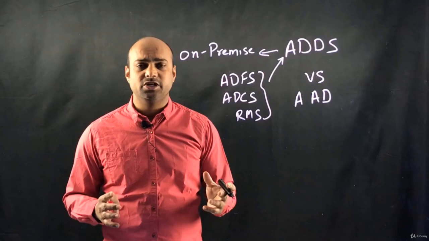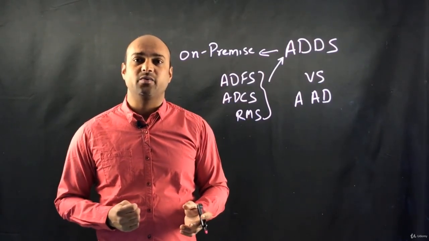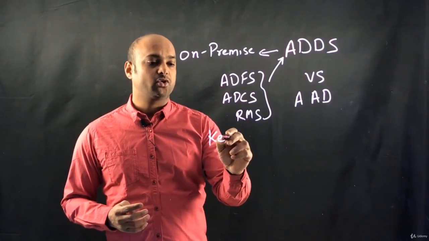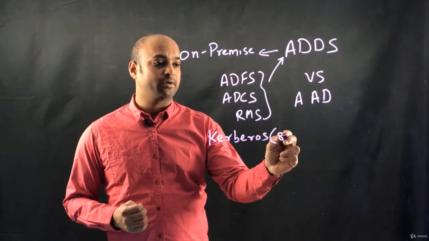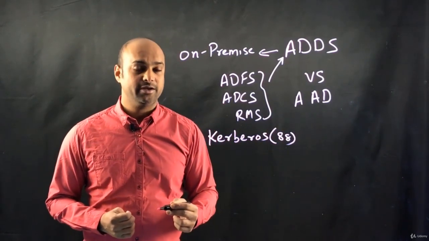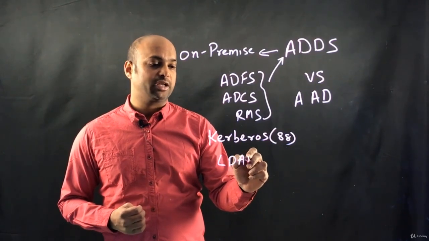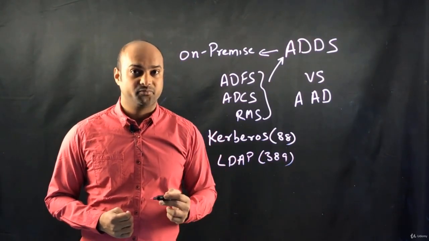All your client machines like Windows 7 or Windows 10 and older clients like Windows XP as well used to get authenticated with the help of a protocol called Kerberos, which runs on port number 88 UDP, right? How about LDAP connections? All the LDAP connections and connectivity used to happen on port number 389.